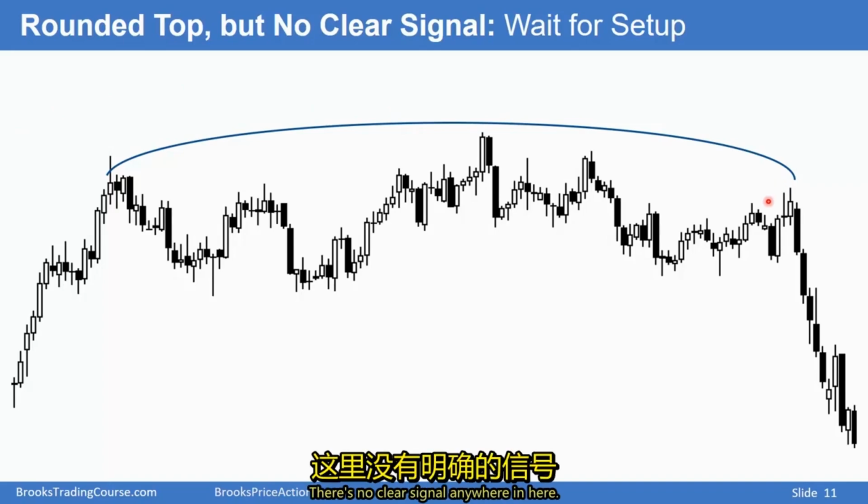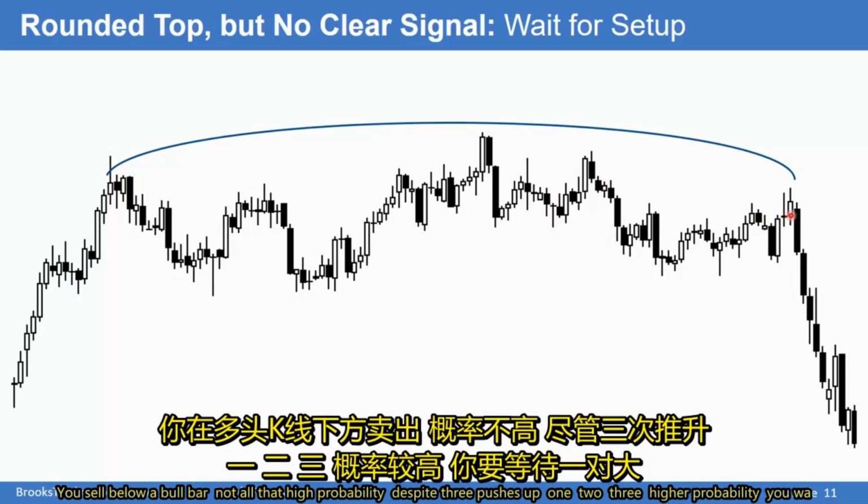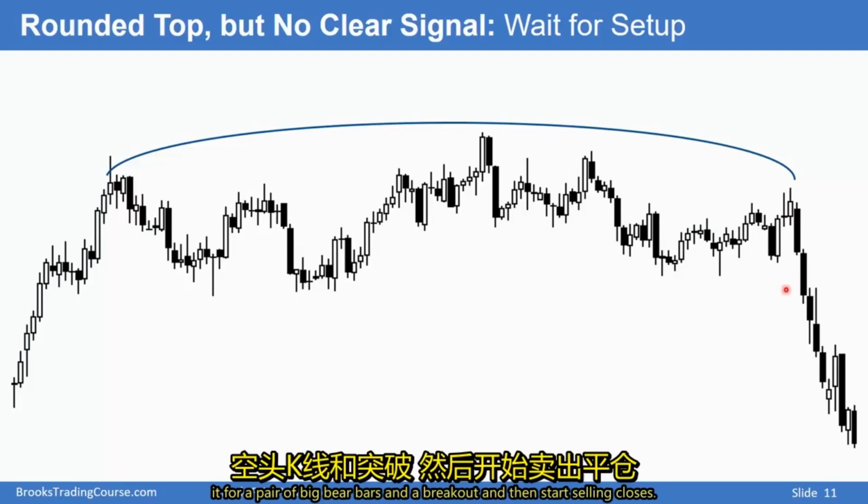There's no clear signal anywhere in here. Maybe sell below here, maybe sell below here. You sell below a bull bar, not all that high probability, despite 3 pushes up, 1, 2, 3. Higher probability, you wait for a pair of big bear bars and a breakout, and then start selling closes.